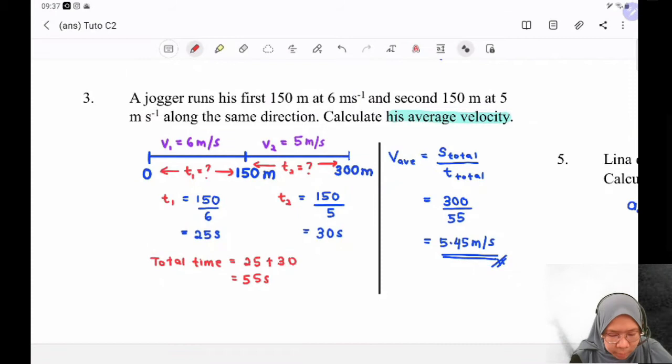Right, now we go to number 3. A jogger runs his first 150 meter at 6 meter per second. Okay, so jogger ni dia lari dalam jarak 150 meter. Dalam jarak itu dia menggunakan speed dia ataupun velocity dia sebanyak 6 meter per second.